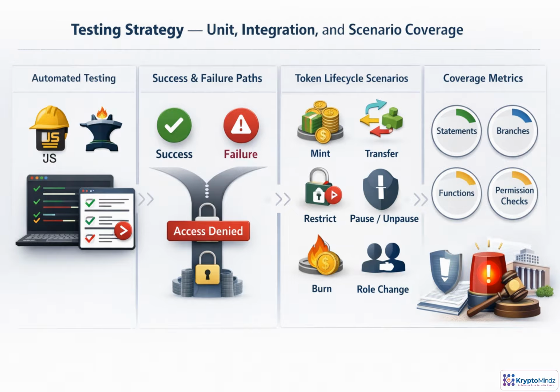A strong testing strategy proves more than the code runs. It proves the token behaves correctly under real operating conditions. Use Hardhat or Foundry to automate repeatable tests. Cover both approved actions and rejected actions, especially unauthorized role use. Then test the full asset lifecycle: minting, transfers, restrictions, pausing, unpausing, burning, and role changes. Finally, measure coverage across statements, branches, functions, and permission checks. In regulated tokens, missed edge cases can become compliance failures.